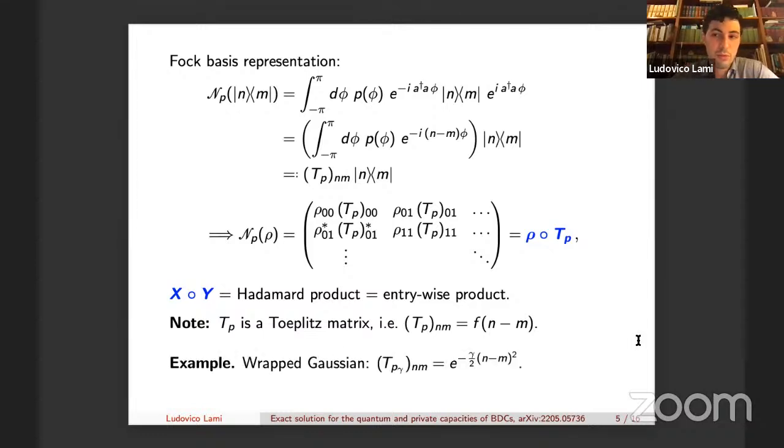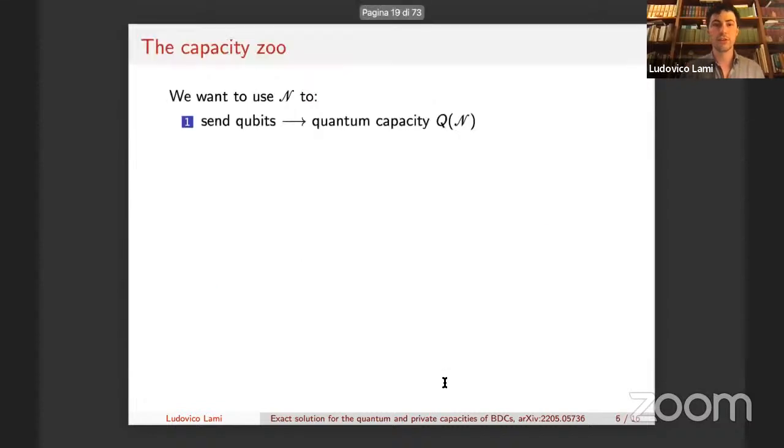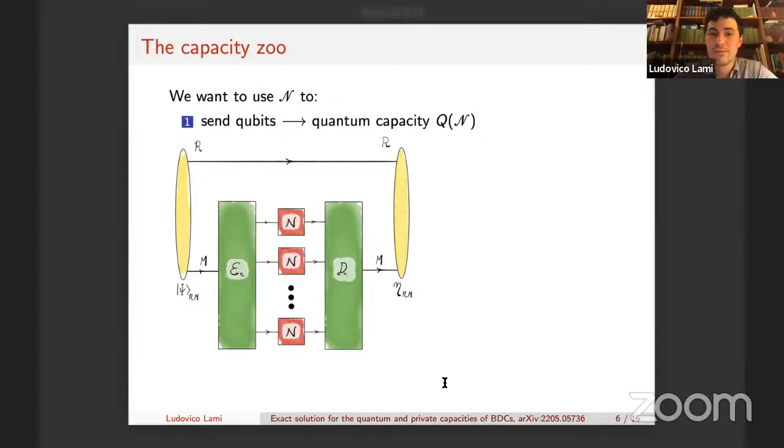And so, for example, one may be curious what this looks like for the wrapped Gaussian that we just saw. It turns out the matrix is also kind of Gaussian: the off-diagonal elements decay in a Gaussian way when you move away from the main diagonal. Okay, good. So of course we want to use channels to send qubits, for example.